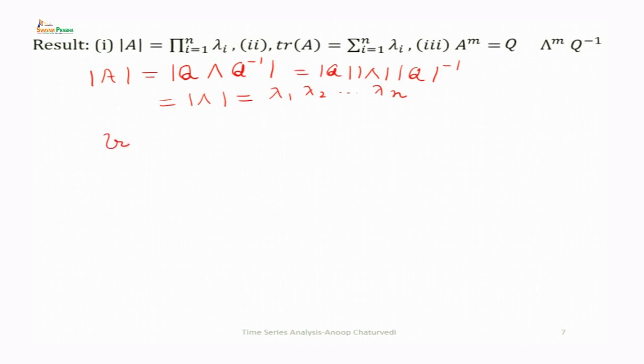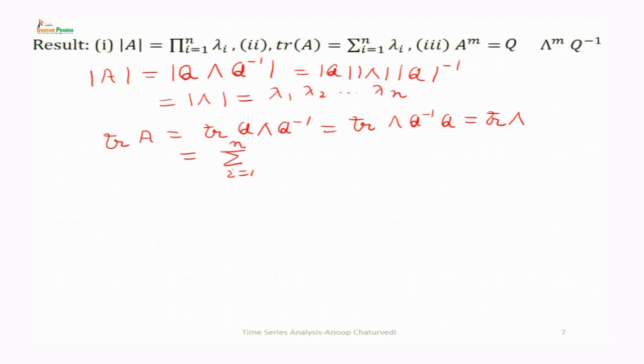Similarly, trace of A can also be written as trace of Q lambda Q inverse. And you know that trace of AB is equal to trace of BA. So, you can write it as trace of lambda Q inverse Q, which is equal to trace of lambda. And since lambda is a diagonal matrix, its trace is the sum of the diagonal elements, summation lambda i.